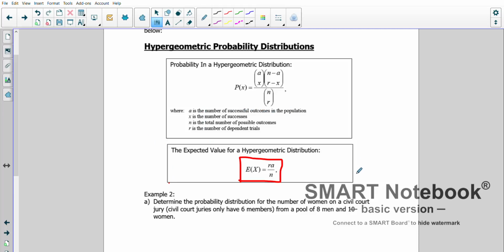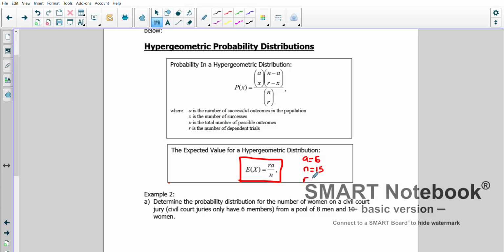How many successful outcomes did we have in the marble game? Well, that would be the number of black marbles. So in this case, that is the number of successful outcomes. The successful outcome is picking a black marble. There is no X variable, we don't need to worry about that. N is the total number of possible outcomes. Well, how many possible outcomes were there? There were 15. And then R is the number of trials we did, the number of dependent trials.